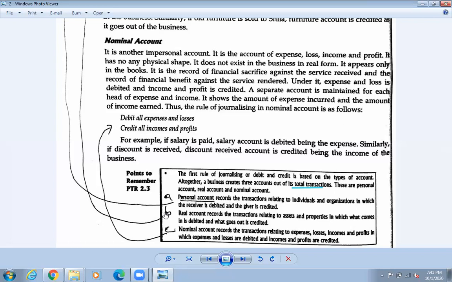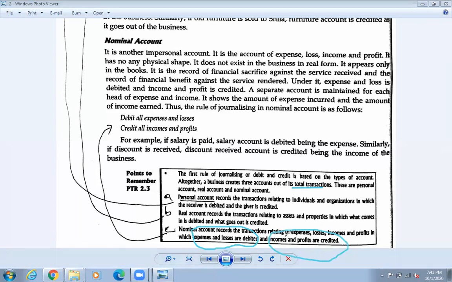Expenses भनेको loss नै हो. Income भनेको the profit हो. So expenses and loss, they are debit. Then what? Income and profit, they are the credit. So that we need to memorize. यति याद गर्ने. So expenses and loss, they are debited. Income and profit, they are credited.